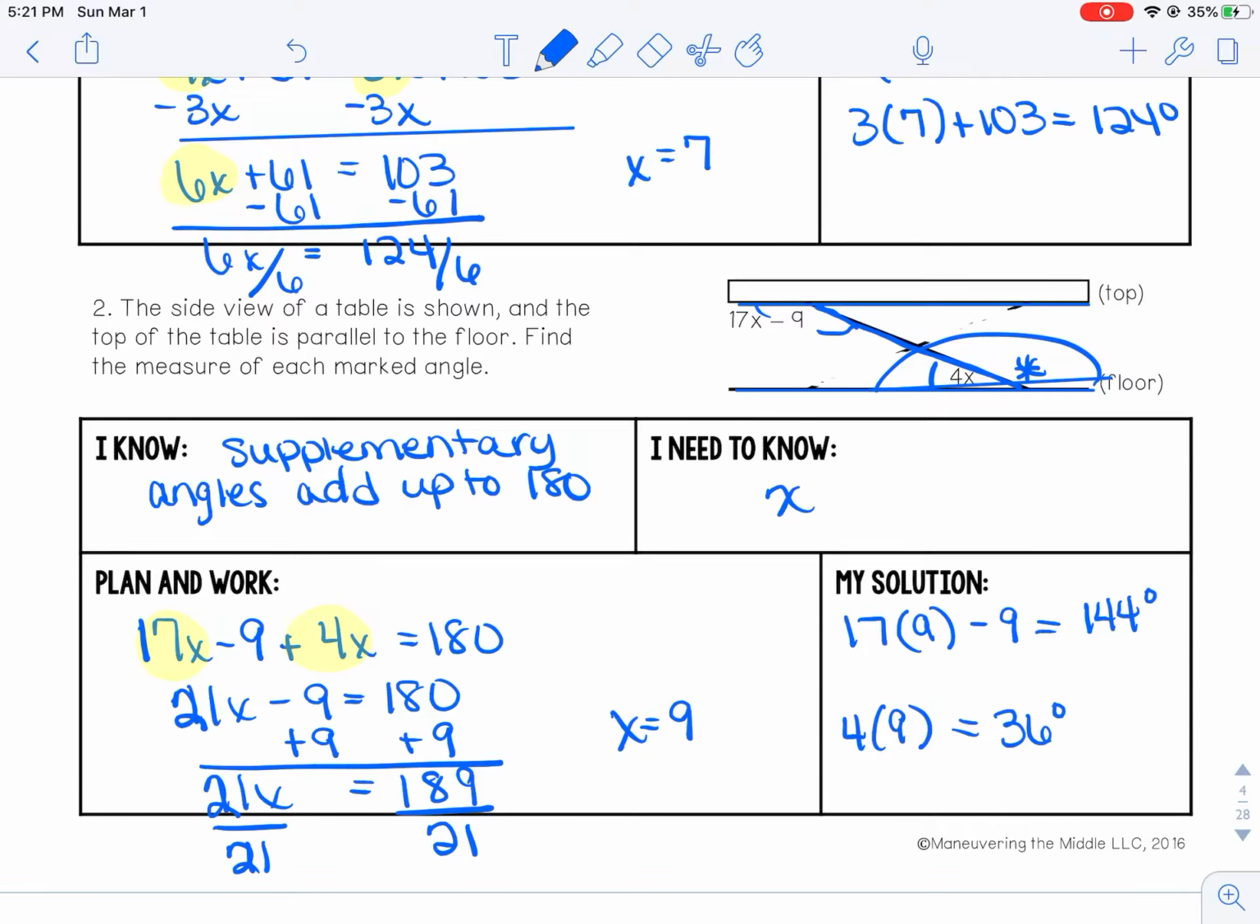Okay, and we know that those two are not going to equal each other because they are supplementary, but what they should do is add up to 180. 144 plus 36 does give us 180. All right.